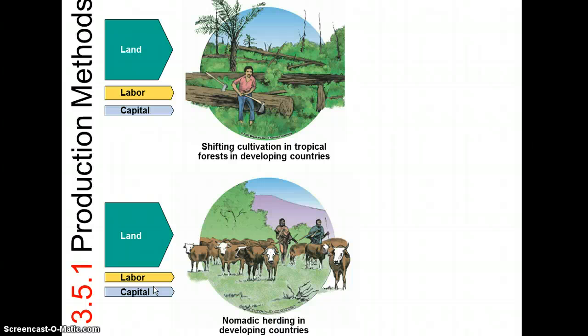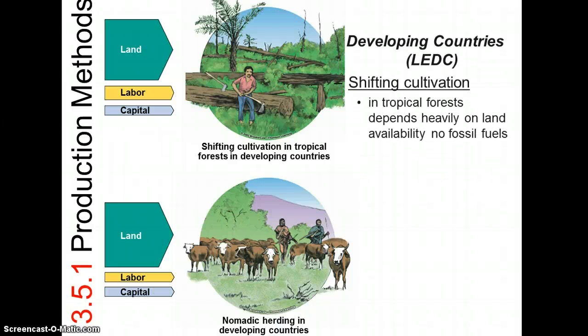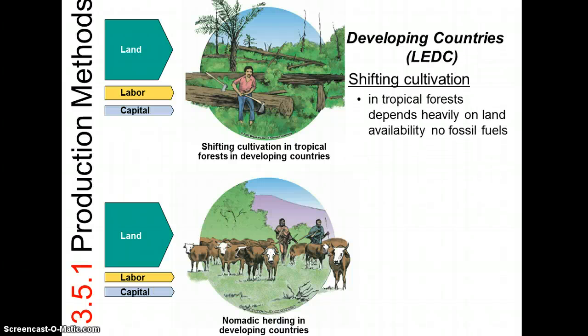There are two other methods that sometimes we forget about. These are both used by LEDCs. This one's called shifting cultivation. It usually occurs in tropical rainforests or tropical forests in general. Notice that this uses a lot of land. They are cutting down lots of timber. They would maybe leave this area alone and maybe it would grow back. It uses a lot of capital, but not too much labor goes into this. We don't really focus on this one too much.